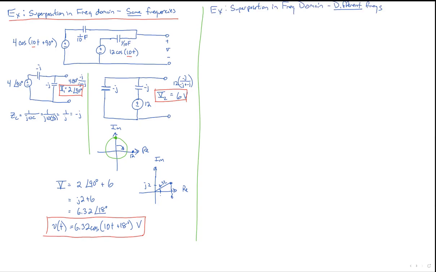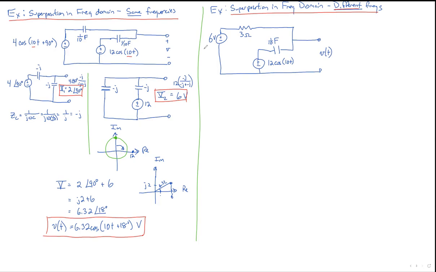Let's now do a similar problem, superposition in the frequency domain, but this time we're going to use different frequencies. So this circuit looks similar, except now we've got a DC source here. So its frequency is 0, and this source is 10. So still the same method to start off with. We will write each in the frequency domain.